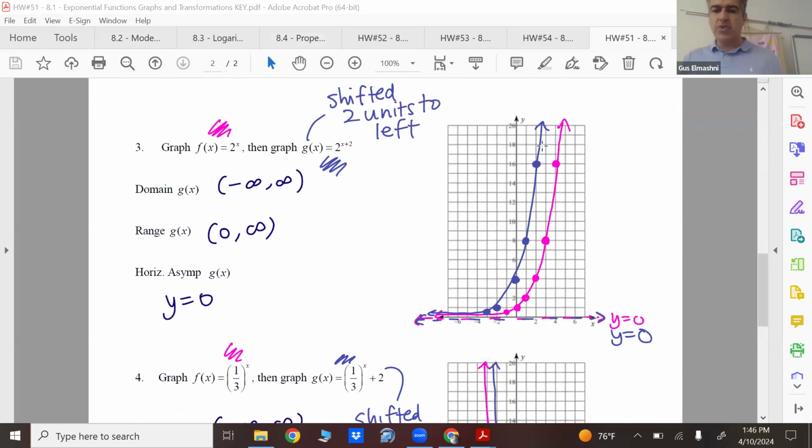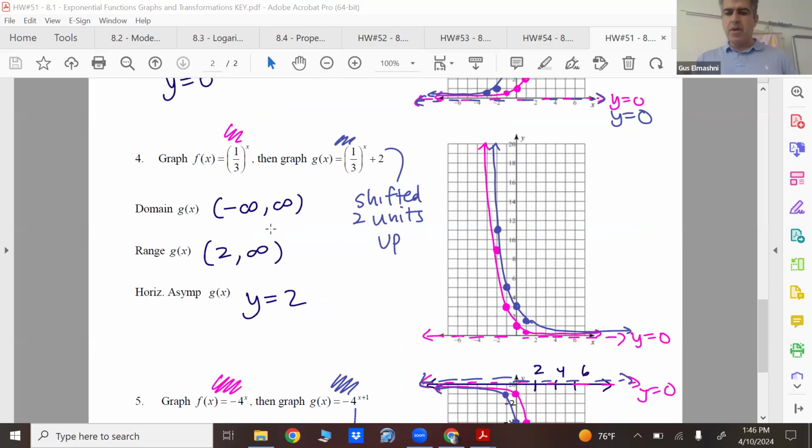So the parent function, I think, is shown in pink. The transform function is in blue. Or is that right? Wait. Yeah. Okay. I was just throwing off a little bit here. Yeah. The transform function is the one in blue. So the range should actually be, yeah, the range is still fine.